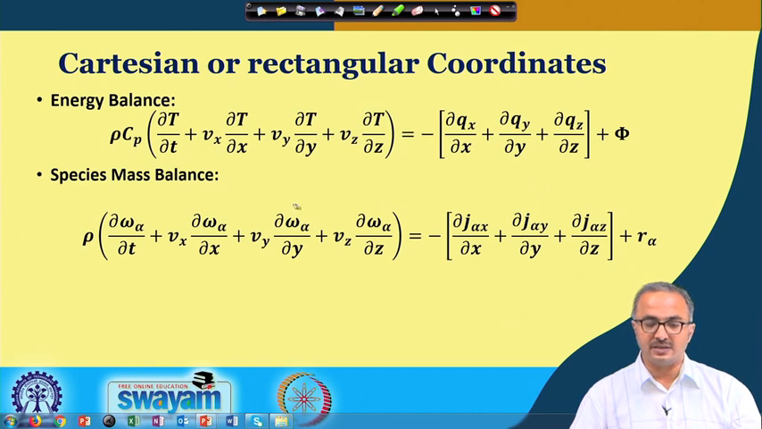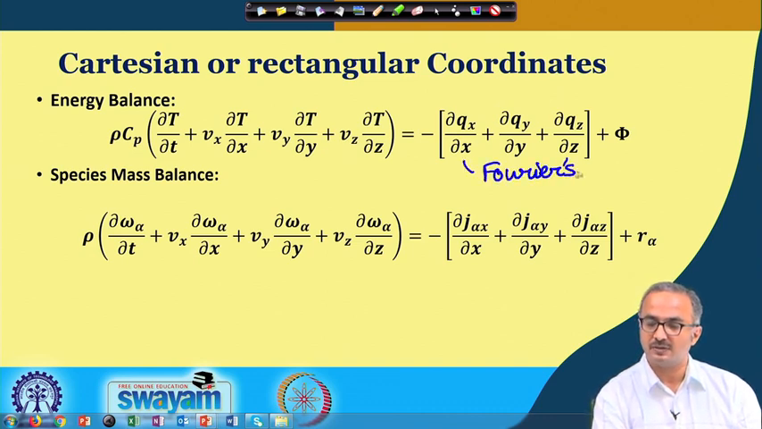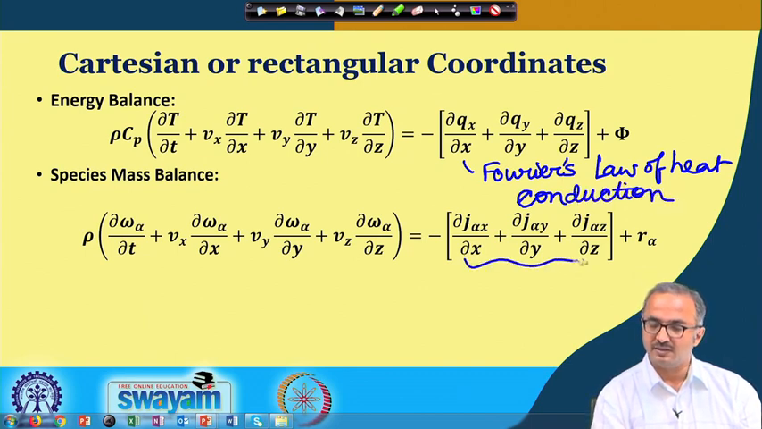Similarly, we have these expressions for the species balance. Without any derivation of these expressions, we can say that in the previous case we were using Fourier's law of heat conduction to write that expression in terms of the thermal conductivity. Similarly, these things can be written using Fick's first law of diffusion.